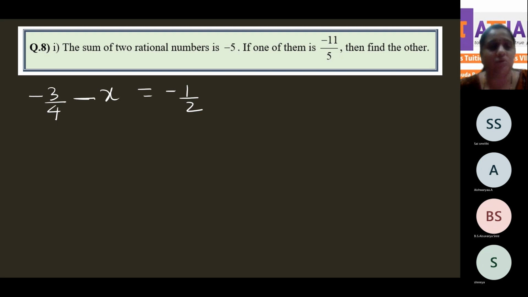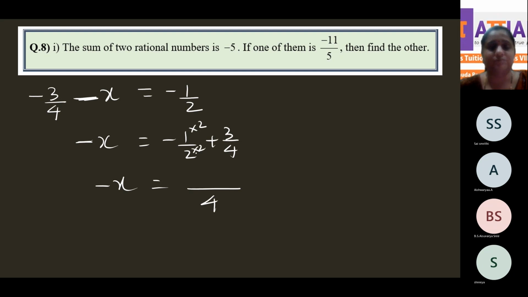Now, you can transpose x to the right hand side, or you can even do this. Minus x is equal to minus 1 by 2 plus 3 by 4. Don't forget the minus here. Minus x is equal to, LCM 4, so 2 into 2, minus 2 plus 3. Minus x is equal to 1 by 4.